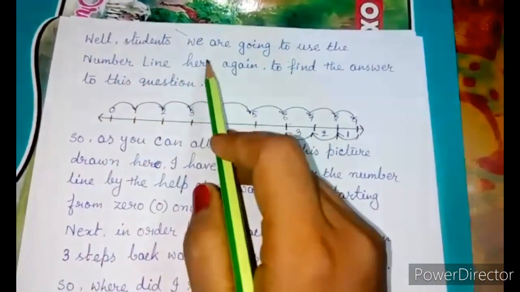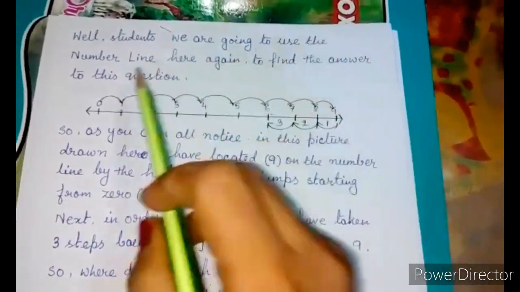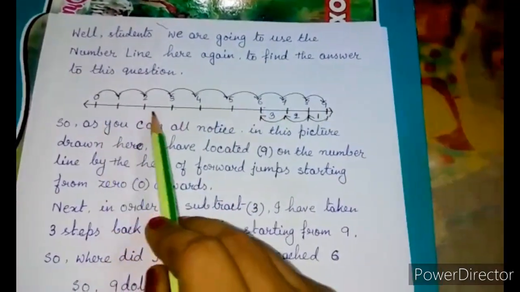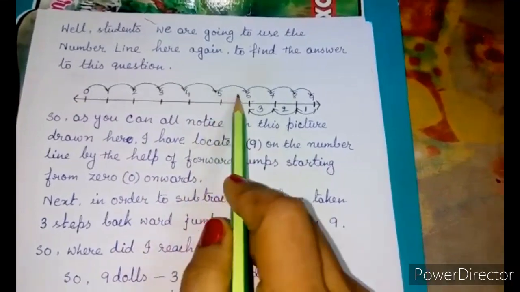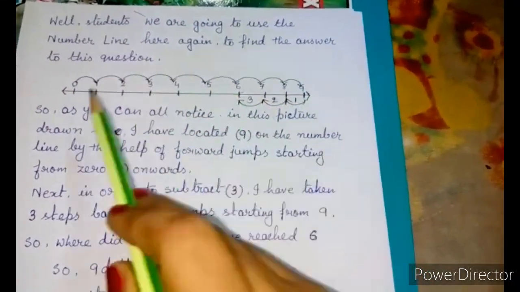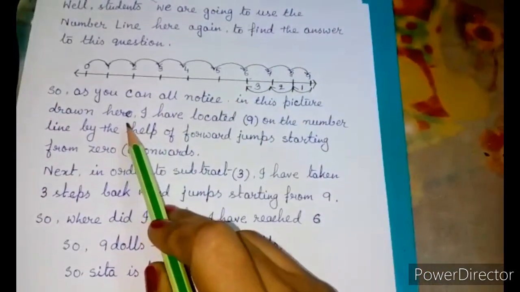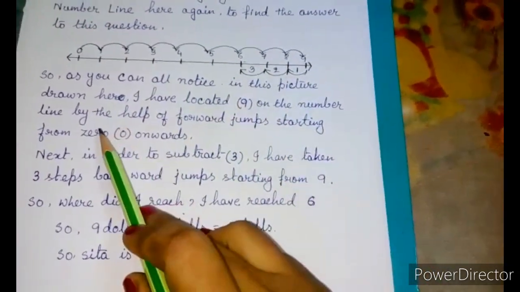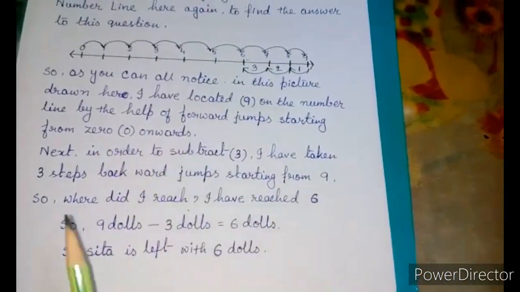Well students, we are going to use the number line here again to find the answer to this question. Here is the number line where I have drawn 0, 1, 2, 3, 4, 5, 6, 7, 8 and 9 on the top of the number line. So, as you can all notice in this picture drawn here, I have located 9 on the number line by the help of forward jumps starting from 0 onwards.